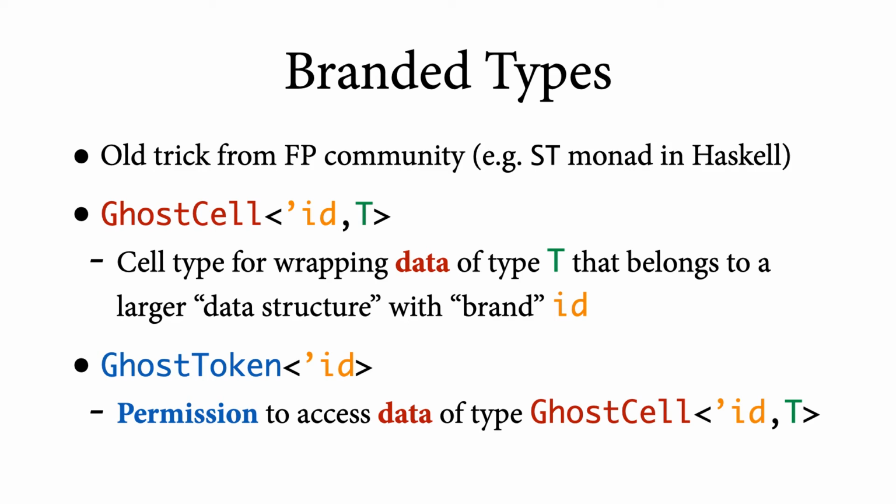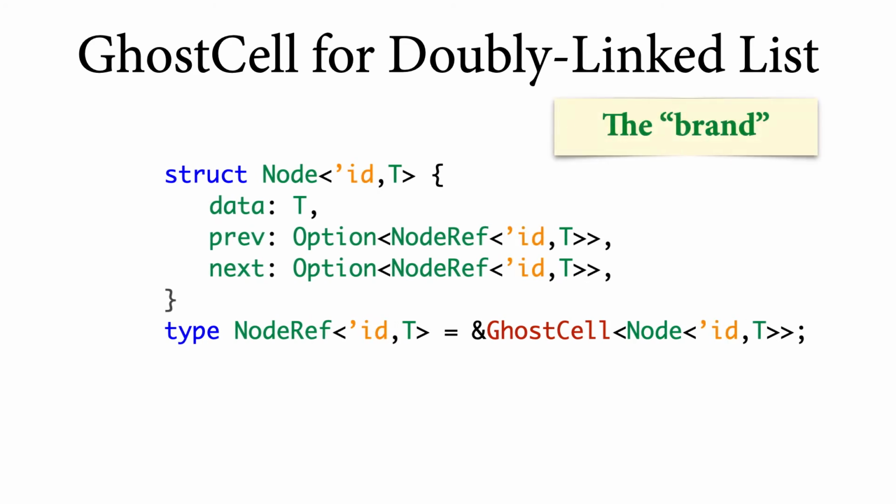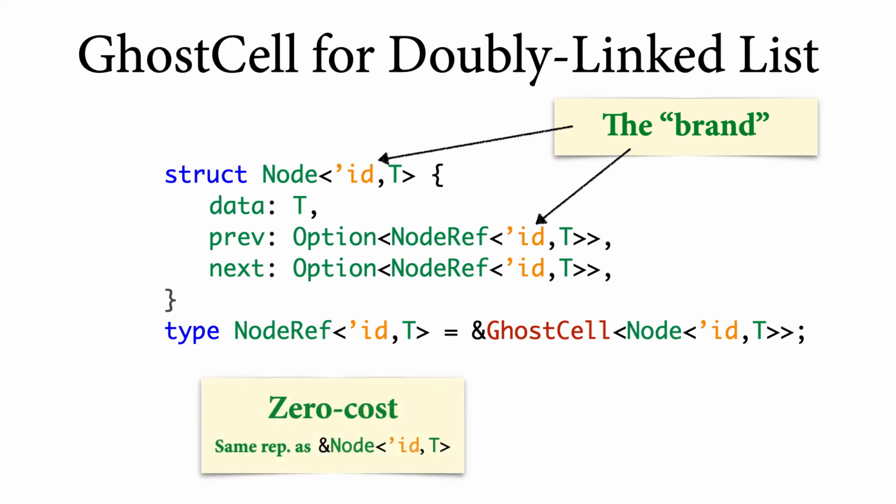To get a feel for how this works, let's look at how to use Ghost Cell to implement doubly linked lists. Here you see the type definition we showed before with RW lock, and the first thing we're going to do is replace RW lock with Ghost Cell, since that's our new cell type. We then also have to parameterize the node data type over the brand ID, which will represent the entire doubly linked list that the node belongs to, and we just thread that parameter throughout the type definition. Lastly, note that Ghost Cell is really a zero-cost abstraction, so the runtime representation of this node ref type is the same as if we had defined it using a naked shared reference.